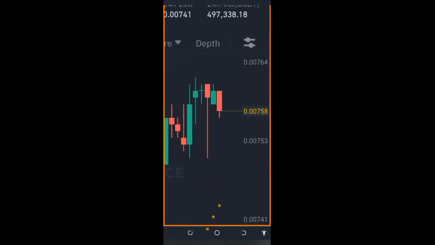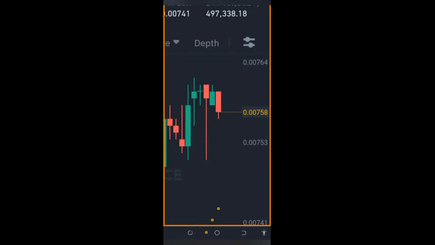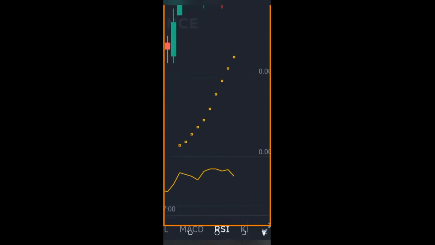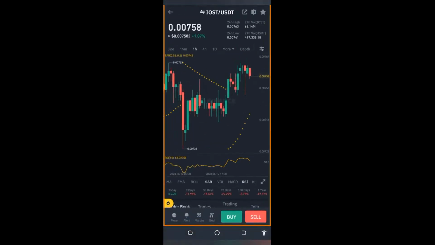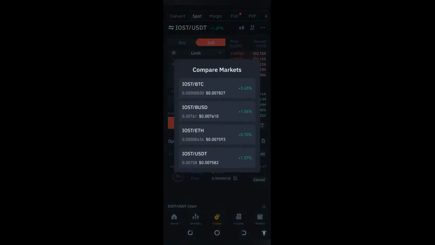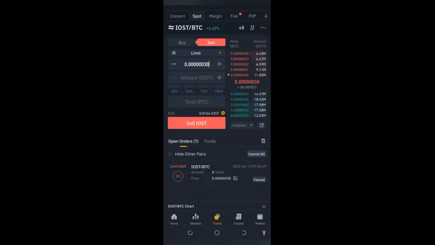Can you see this? It's currently a red candle, but look at the parabolic SAR. The parabolic SAR is heading upwards. So there's a tendency that this can push up. So I'm going to keep my eyes on this. The other thing I'm going to keep my eye on, of course, is IOST BTC because I don't have a choice really at this point.